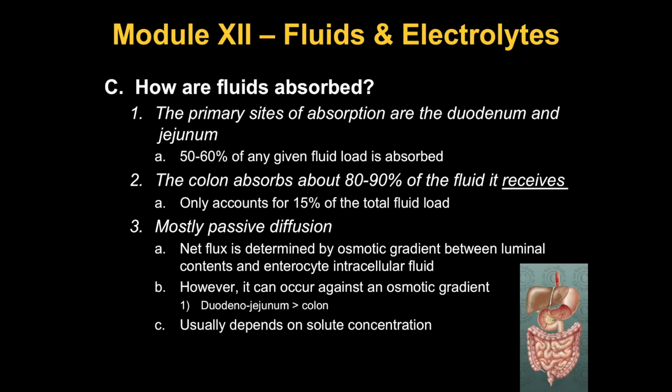So how are fluids absorbed? Well, the primary site of absorption for water in the gastrointestinal tract is going to be the duodenum and jejunum. About half or a little over half of any fluid that's presented to the GI tract is going to be absorbed. So that's a huge amount of water that's absorbed in the small intestine.